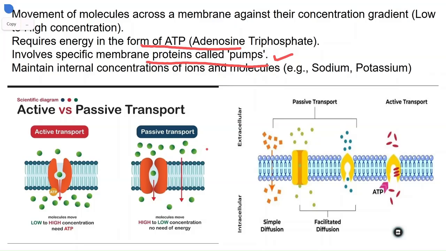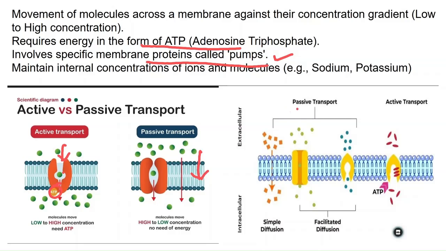Let us first, in our first slide, talk about active and passive transport. We have already learned about passive transport. You can see here the substances are moving from higher concentration towards lower concentration. Whereas in active transport, the substances are moving from lower concentration to higher concentration. For this ATP is required, whereas for passive transport ATP is not required.